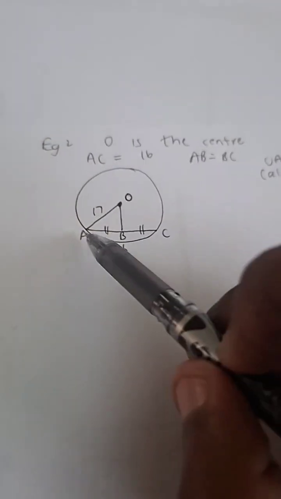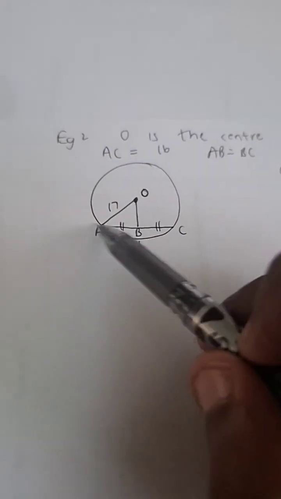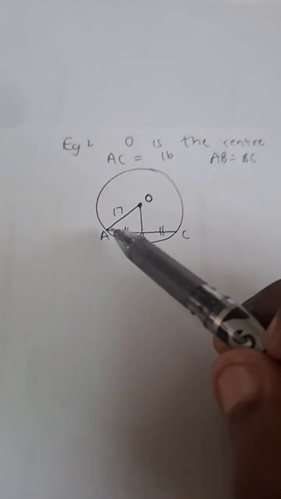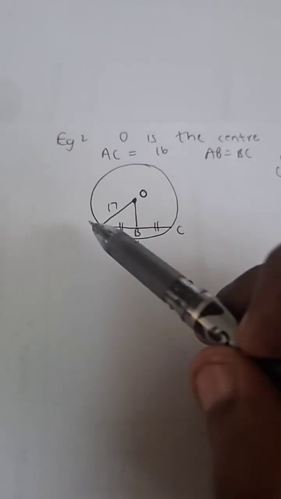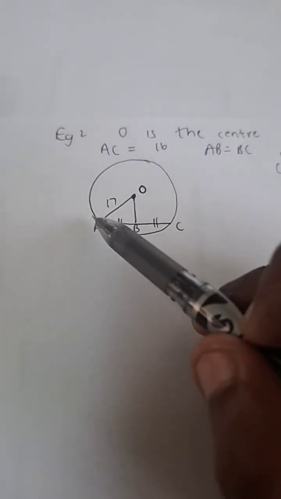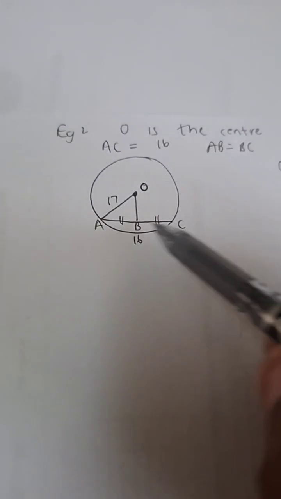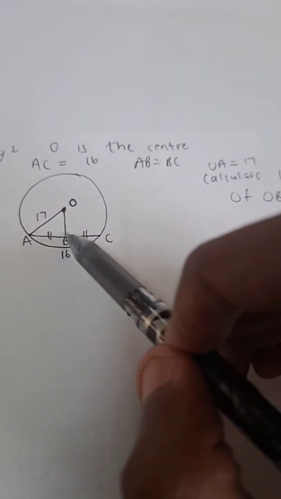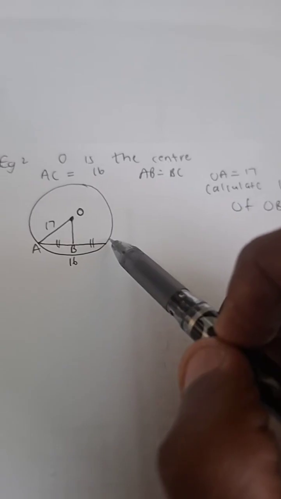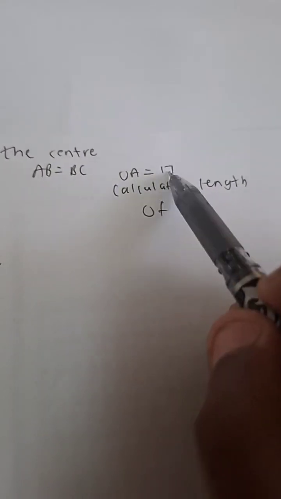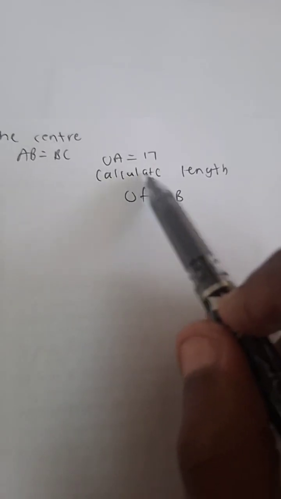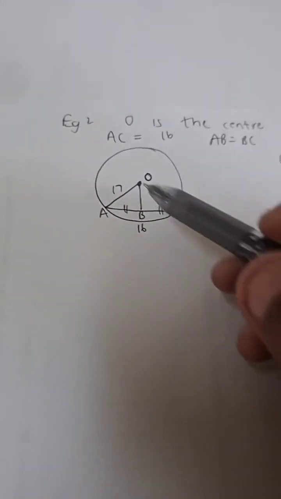Then they say AC is equal to 16. So the entire length of AC is 16. So I've just decided to write 16 here. Please, guys, understand it is the horizontal length, the chord's length, not the circumference's length. It is the chord length. It is 16, okay? Then they're saying AB is equal to BC. Then we are told that OA is 17. And then we are told to calculate the length of OB.